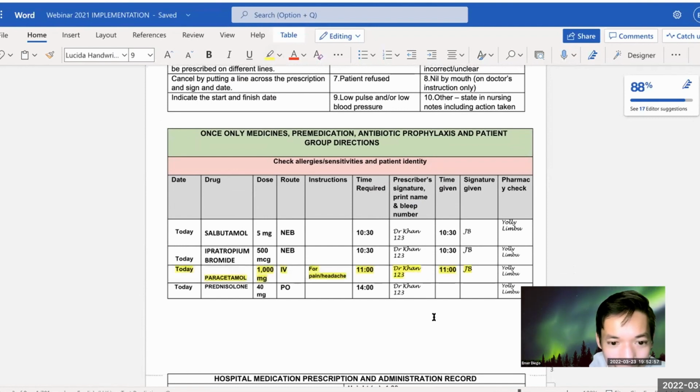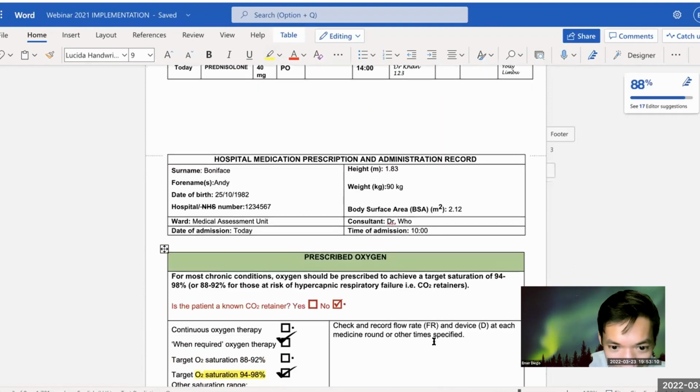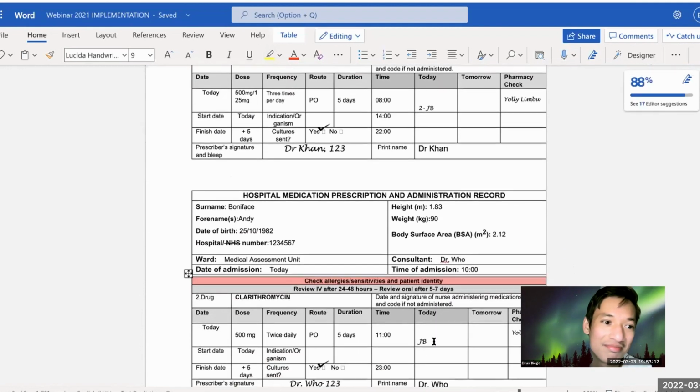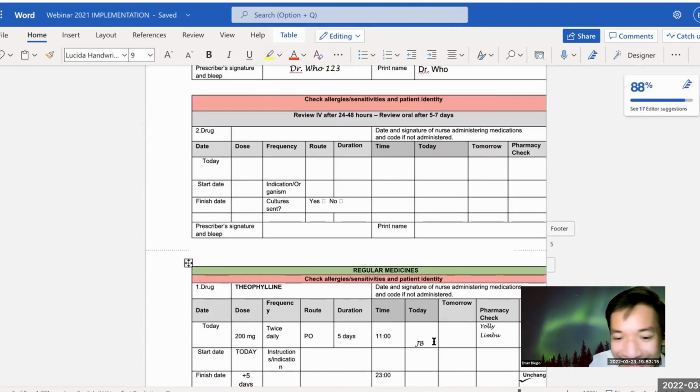What time is it now? It's 2 o'clock in the afternoon. So let's count. 11, 12, 1, 2, 3. So that means, can we give the medication or not? No. Well done. Thank you, guys. Well done. Thank you for your answers.